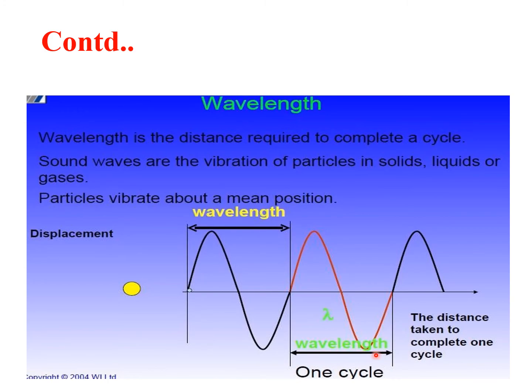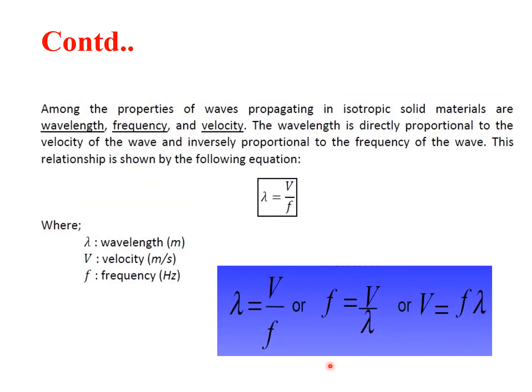Now we move on to wavelength. Wavelength is the distance required to complete a full cycle. Sound waves are vibrations of the particles in solids, liquids or gases. Particles always vibrate about their mean position. So the distance from this point, the start of the cycle, to the end of the cycle represents one wavelength. This is another wavelength. This is half a wavelength. So the distance taken to complete one cycle is called the wavelength.